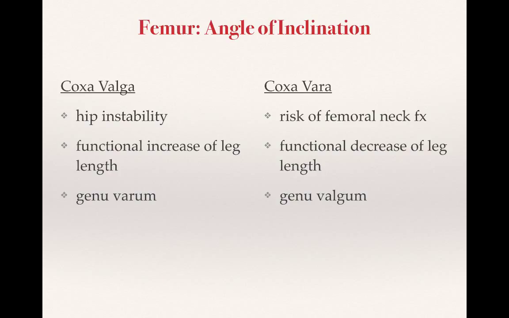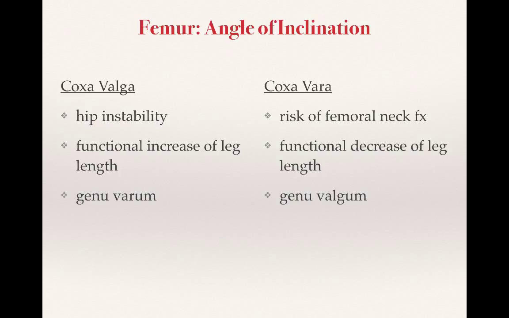There's a functional increase of leg length. So this makes the legs seem longer because the pieces don't fit the same as they do on the other extremity. And again, we'll illustrate this in class. This can affect what you see at the knee joint. So this leads to a condition referred to as genu varum. And genu varum commonly is referred to as being bow-legged. So the knee angles out slightly with coxa valga.